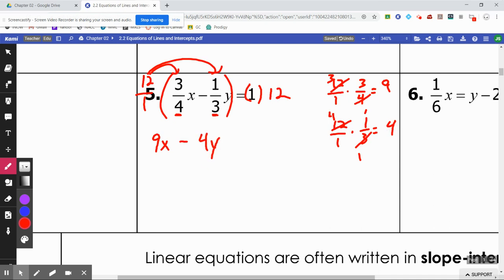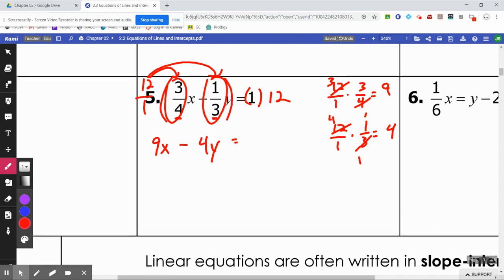So if you were to multiply an equation that has fractions by the LCM, then you get rid of your fractions. Then on the other side, we have 12 times 1, which is 12. And that is finished.